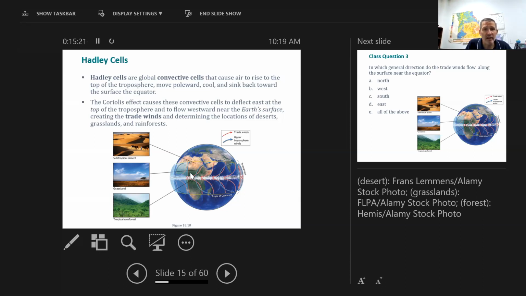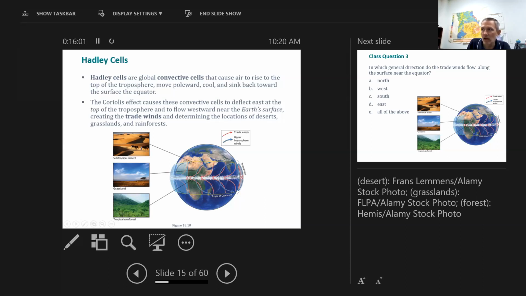We see things like the Sahara Desert, the Gobi Desert, the Atacama Desert in South America, and the southwest part of the United States are kind of in this region. So collectively, this air movement in this circular movement from the equator to 30 degrees north or 30 degrees south, and then back around, this loop here is called a Hadley cell, a global convective cell where air is rising at the troposphere, moving towards the North Pole or the South Pole, and it sinks back down and moves towards the equator. So this area here is called the Hadley cell.